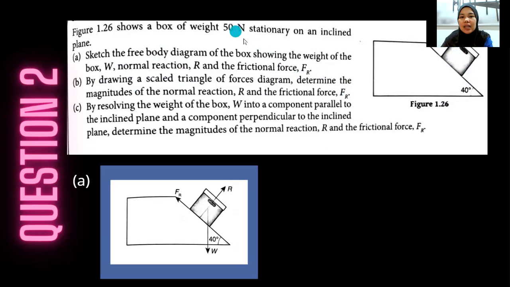But this statement states that the box is stationary. It shows that the frictional force is greater than the force forward. You have to know frictional force is always opposite your motion. So the direction of frictional force must be backward. The weight always points downward. This is the weight and also the reaction force.